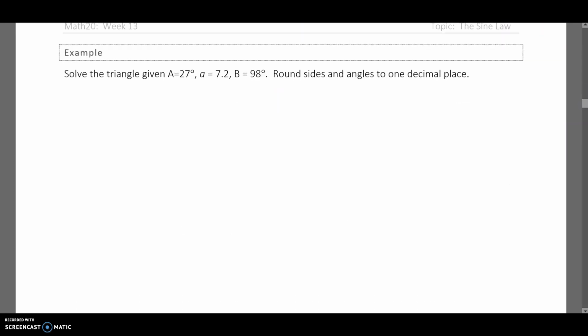So we'll solve our next triangle. Given angle A is 27 degrees and B is 98 degrees, side A is 7.2. Angle C we don't know. Across from angle B is side B, across from angle C is side C. I can set up for my answers as well.